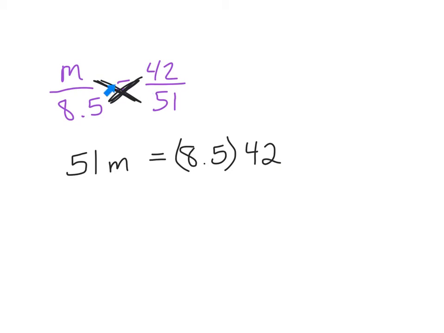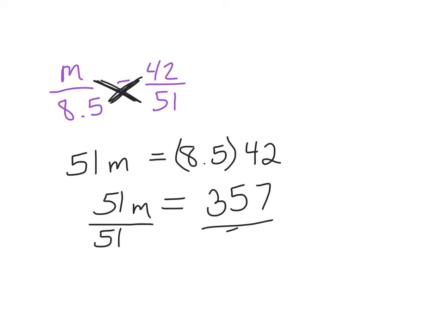So to set this one up, I have 51 times m right there, and 42 times 8.5 right here, and those will be equal. When I multiplied this out right here, I got 357, and now remember I want to get m by itself. I want to solve for m. So 51 times m, I want to divide by 51 on both sides to keep it equal. And the reason I did that is it canceled that 51 times m out. Now I'm left with m equals 7.